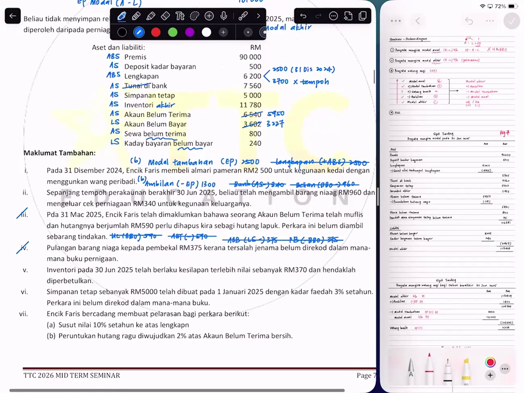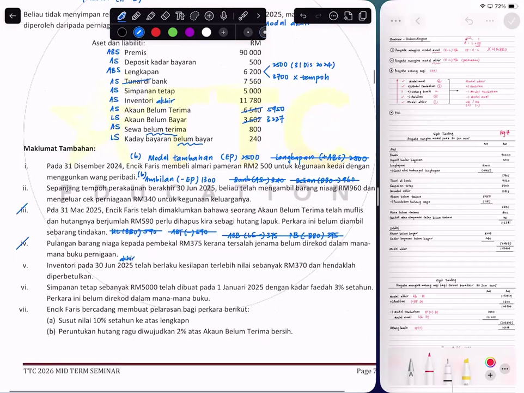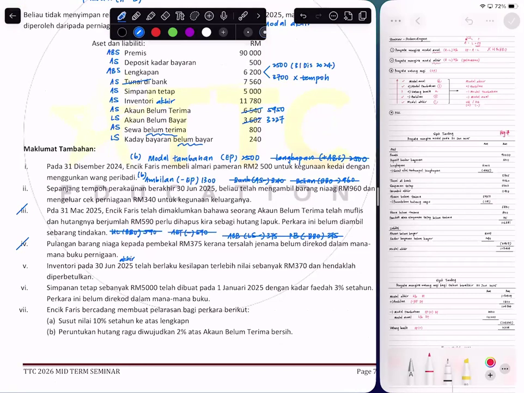Number 5, inventory on the last day should be inventory akhir. Telah berlaku kesilapan. We have recorded wrongly. We have recorded wrongly lebih nilai means too much. We recorded too much by 370. If it is too much, you need to do the correction by add or minus. Minus. So need to minus inventory akhir by 370.